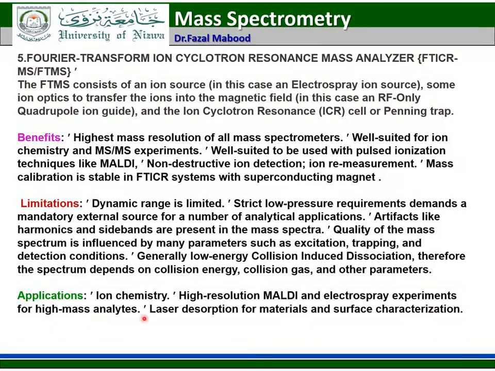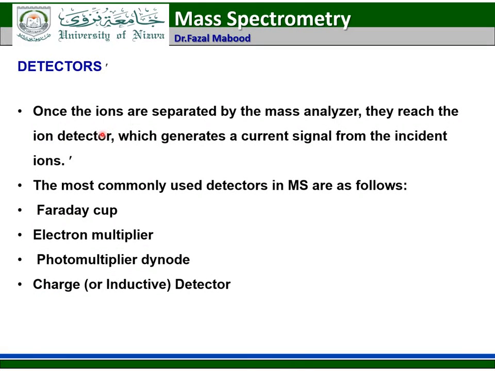Detectors: once the ions are separated by the mass analyzer, they reach the ion detector, which generates a current signal from the incident ions. The most commonly used detectors in MS are the Faraday cup, electron multiplier, photomultiplier, dynodes, and charge or inductive detectors.